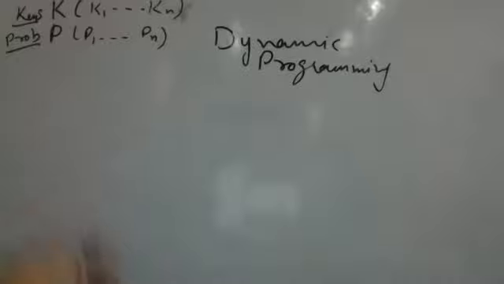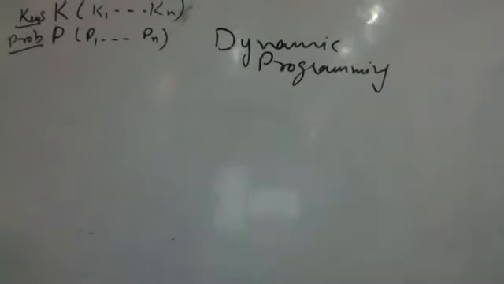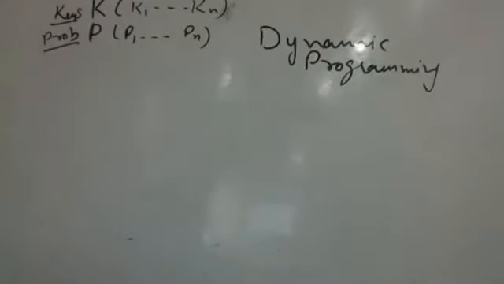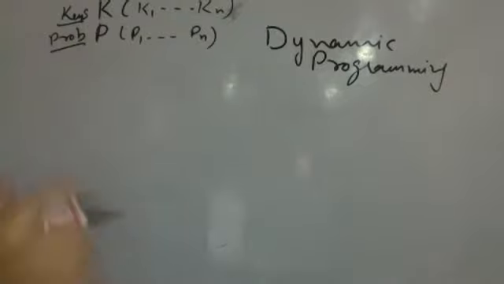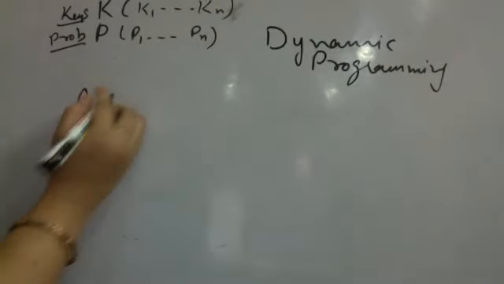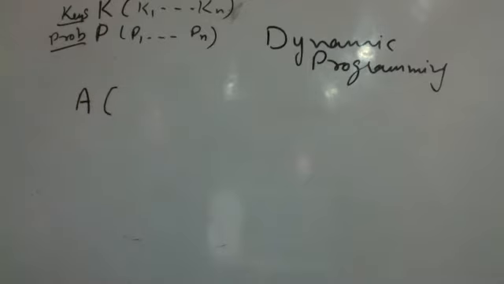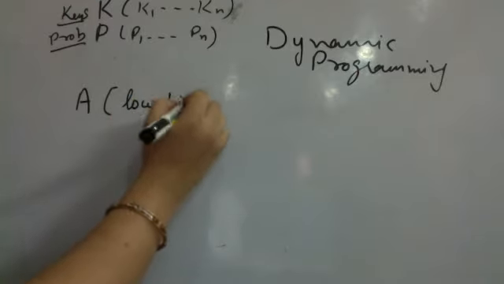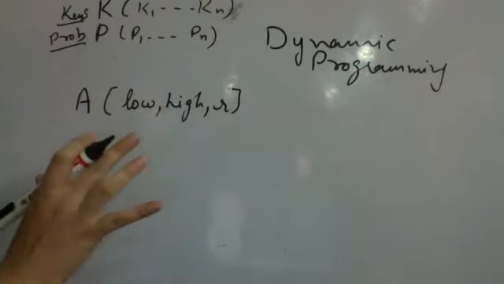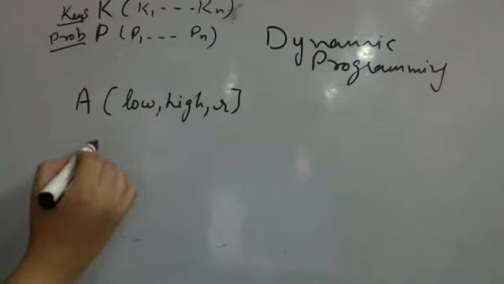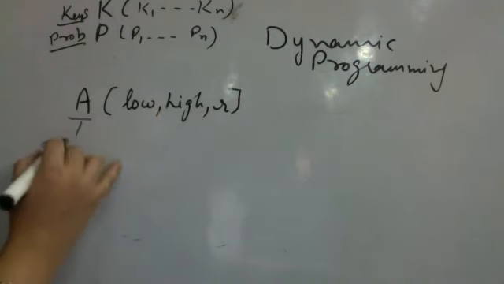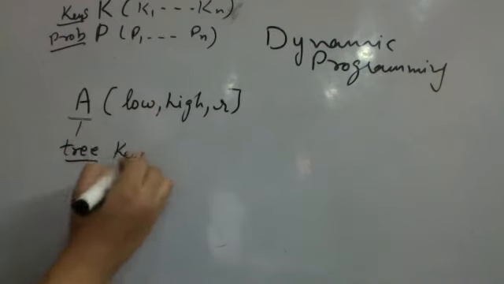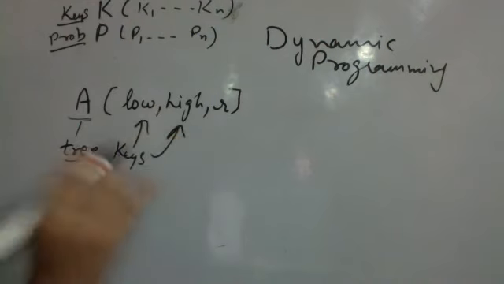So we are trying to find out the cost of searching in a tree. How do I find out the cost of searching in a tree? My board is moving. Just a second. Sorry. So to find out the cost of searching within a tree, I take an array A in which I am taking 3 parameters: low, high, and root. If I am having some set of keys, this A is representing a tree which is having keys running from low to high.